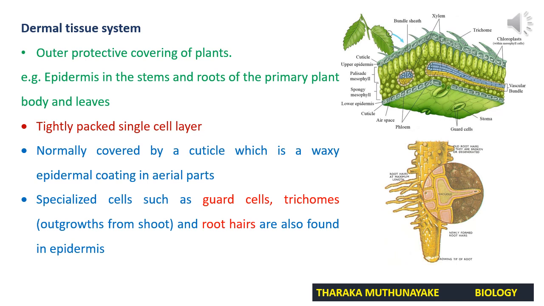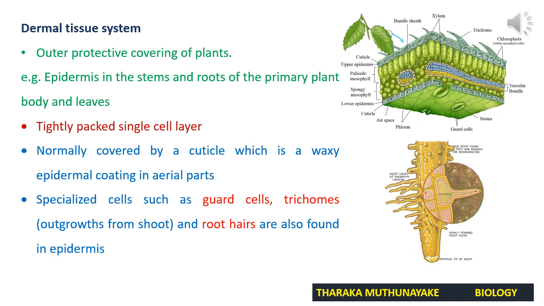Okay, now we will move to structural features of this dermal tissue system or epidermis. Here you can clearly observe this epidermis consists of tightly packed cells, and also there is a single cell layer. Tightly packed means there are no intercellular spaces. Cells are tightly packed without intercellular spaces, and also normally covered by a cuticle which is a waxy epidermal coating in aerial parts. Aerial parts means in leaves and also in shoots, that means in stem.